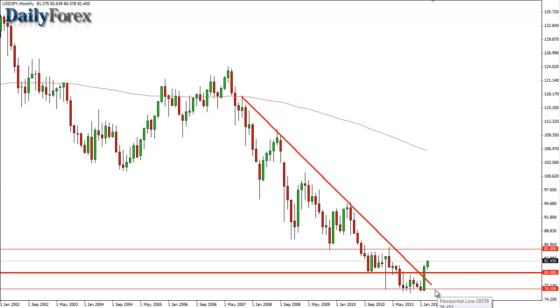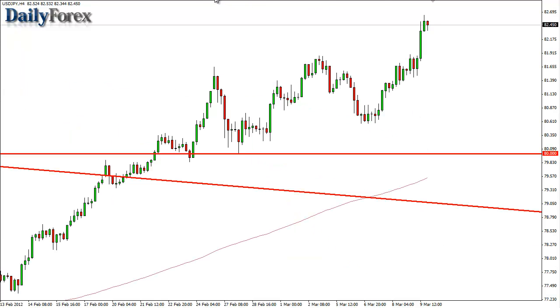Also, another reason why this is important is you look at the monthly, you get this massive move up, and these ridiculously engulfing candles breaking through the tops of shooting stars. They don't happen that often. They normally mean something. So I think the road is clear to the 85.